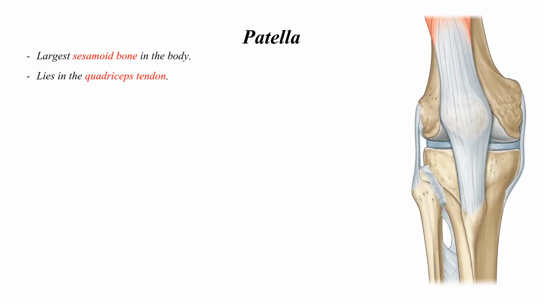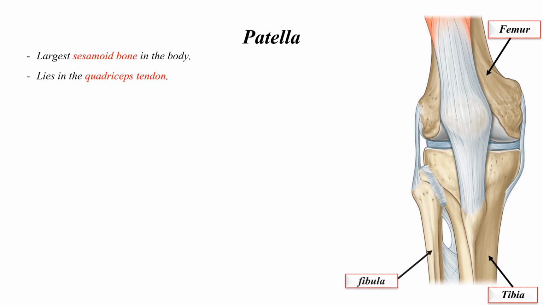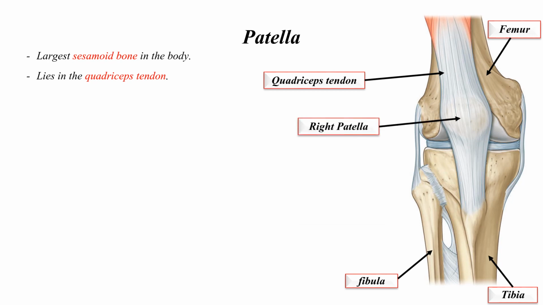This is the anterior view of the right femur and the right tibia and fibula. This is the femur. Distally and medially, this is the tibia. Distally and laterally, this is the fibula. This is the quadriceps tendon in which the patella lies. This is the right patella.